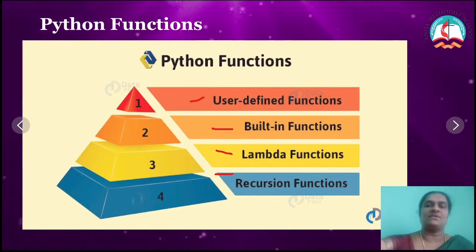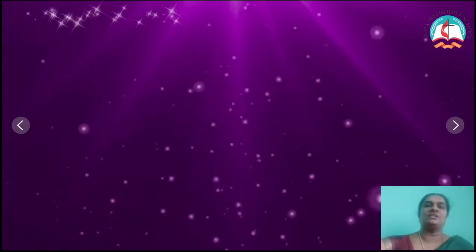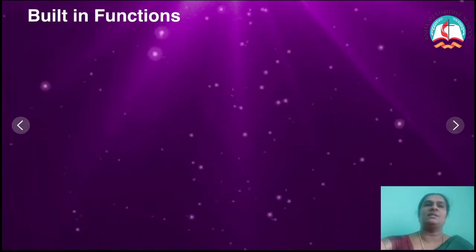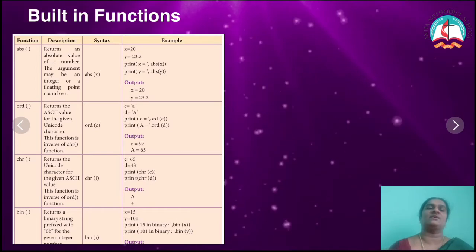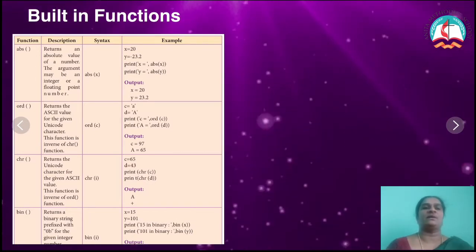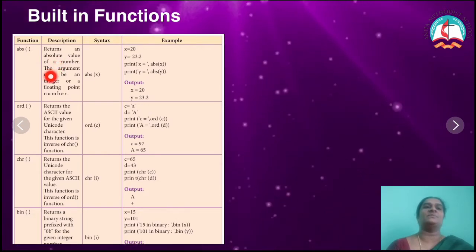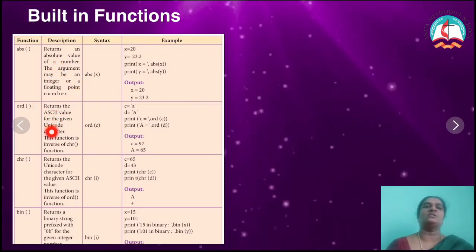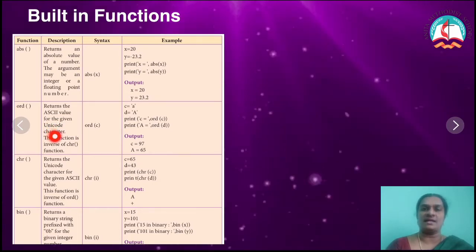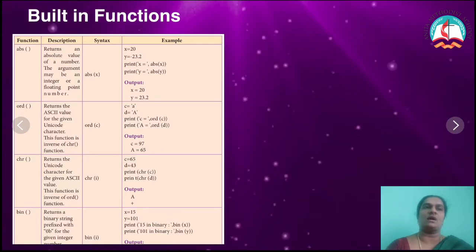Let's see built-in function in detail. What is built-in function? When the system built a function by itself, it's called as a built-in function. Let's see them one by one. Okay. So first ABS. ABS is an absolute value function. And ORD. What is ORD? It returns the ASCII value of the character. That is called as the ORD.